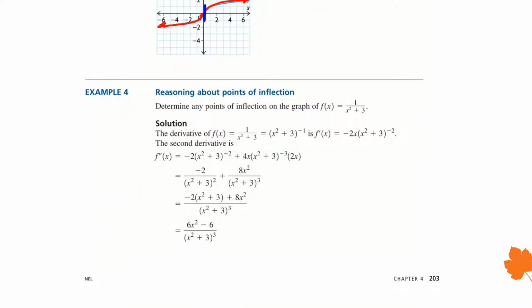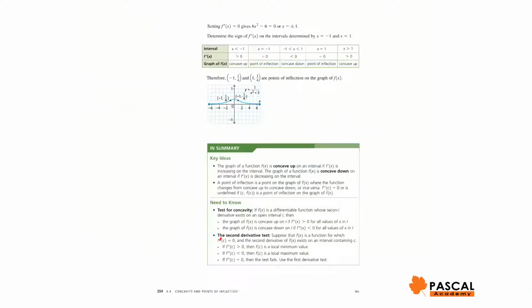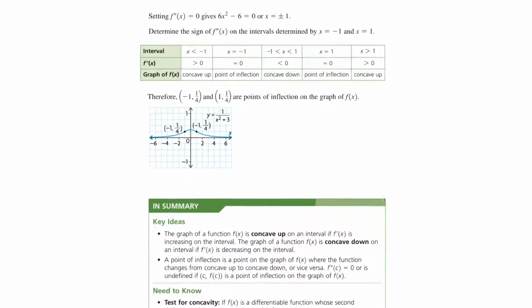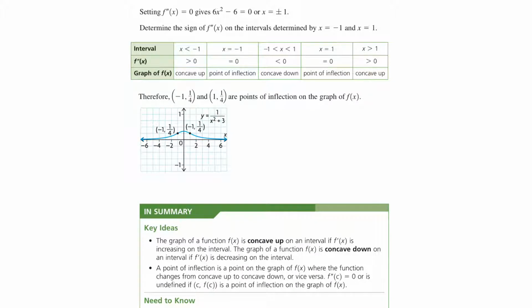Last example, determine any point of inflection for f of x equals 1 over x^2 plus 3. We find the second derivative of the function, (6x^2 minus 6) over (x^2 plus 3)^3. Setting the second derivative equal to 0, x is plus or minus 1. At 1, the value of the function is 1/4. At negative 1 it is also 1/4.